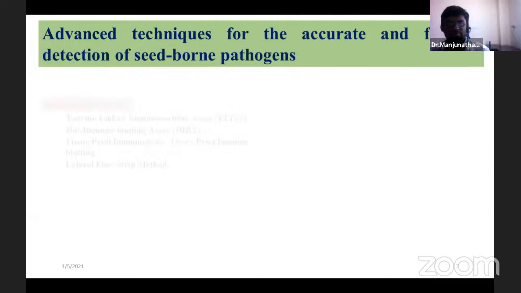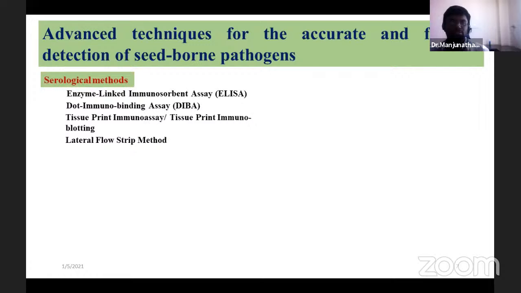Such methods, one is serological methods. It includes enzyme-linked immunosorbent assay, DIBA, that is dot immunobinding assay, tissue print immunoassay, or we can also call that tissue print immunoblotting, and lateral flow strip method. These are all variants of ELISA. Nowadays, they are used especially for bacteria and for the identification of viral pathogens present in the seed.